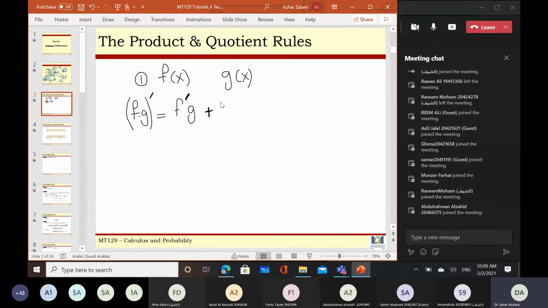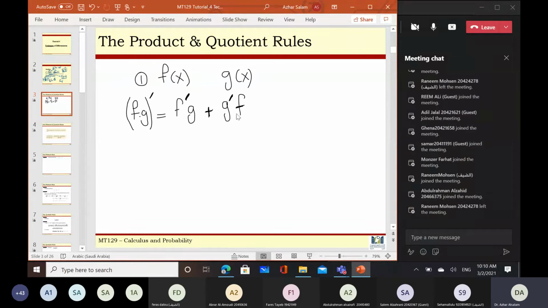Then plus. So I will have two terms. The second is the derivative of the second function multiplied by f. Okay? Meaning the derivative of the product is the derivative of the first times the second, plus the first times the derivative of the second. Meaning that I will have two terms, this term plus this term. In the first term, I will differentiate the first function, and in the second term, I will differentiate the second function. Okay? This rule you must memorize. Memorize.